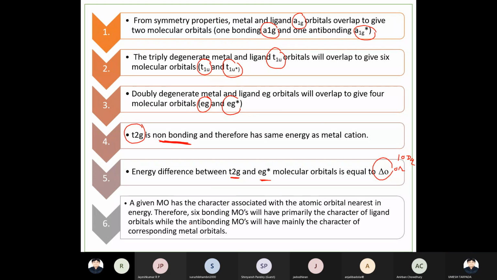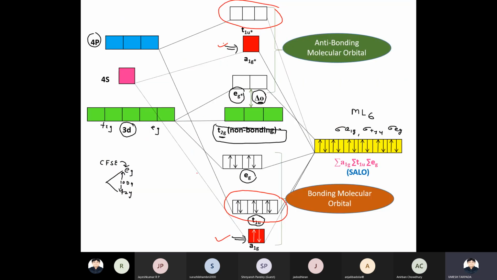And a given molecular orbital has character associated with the atomic orbital nearest to it in energy, and therefore the 6 bonding molecular orbitals will have primarily the character of ligand orbital, while the anti-bonding molecular orbital will have mainly the character of the corresponding metallic orbital. So if you just compare the properties of these 12 orbitals, these 6 have character similar to ligand character.